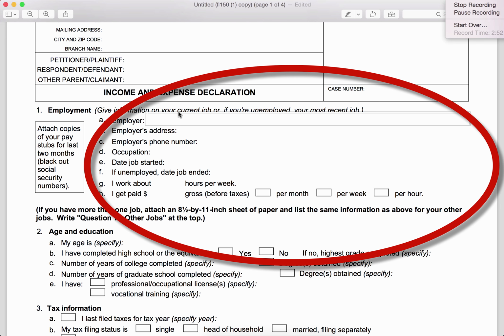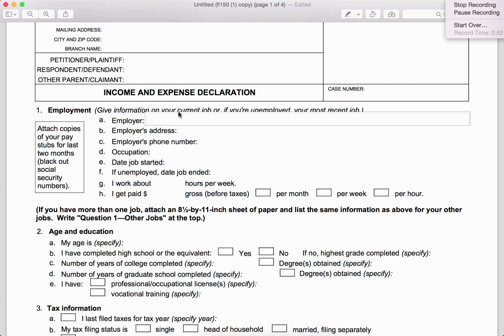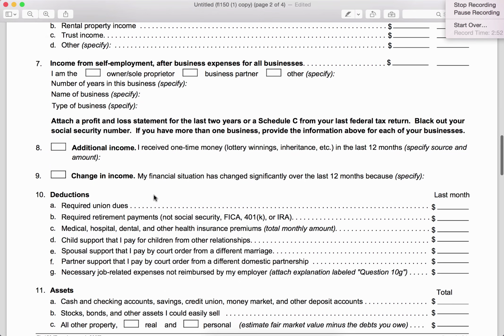If you're unemployed, put the information for your last job and fill in when your job ended in Part F. If you have more than one job, put the information about your other job or jobs on a new sheet of paper. Make sure to label it so that the court knows what information you're providing. If you are self-employed, write self-employed and put your employment information on page 2, Item 7.